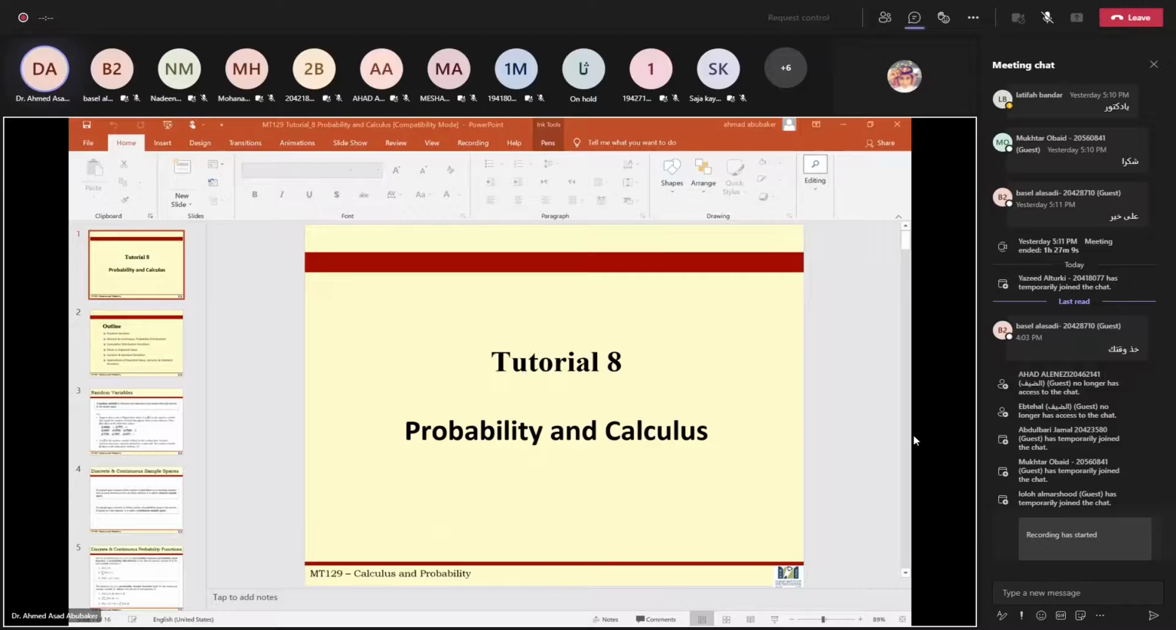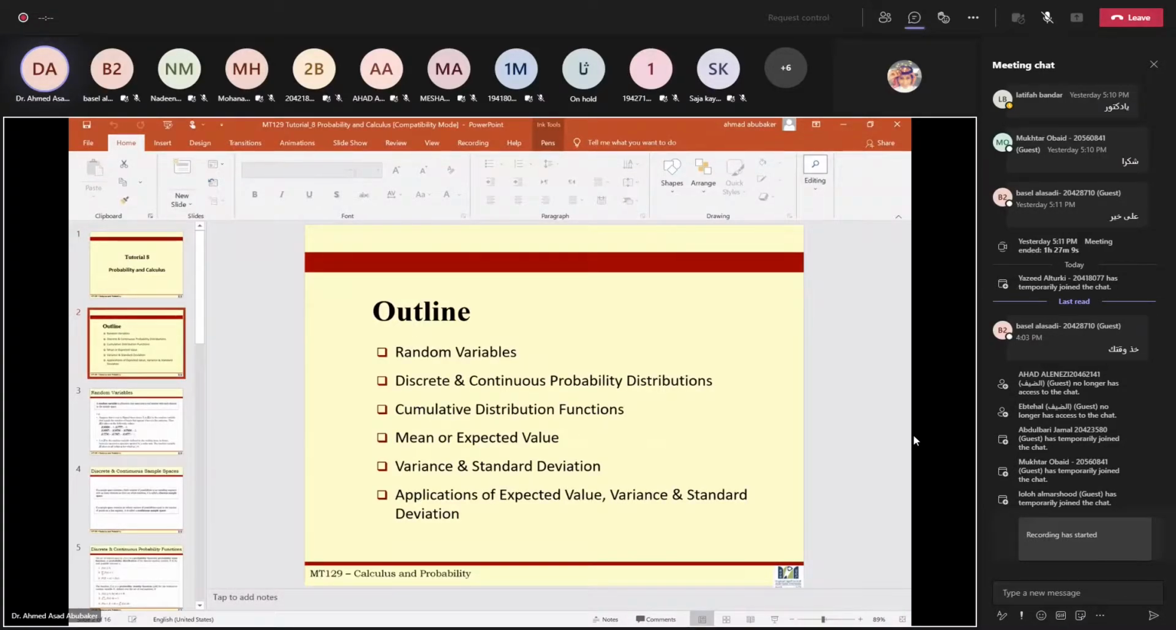Inshallah, today we will start with chapter or tutorial number 3, probability and calculus. In this tutorial, we will study the random variable and two types of probability distribution, discrete and continuous. Also, how we can find the cumulative distribution function for a discrete or continuous probability distribution. After that, we will study how to find the mean or expected value, the variance, and the standard deviation.